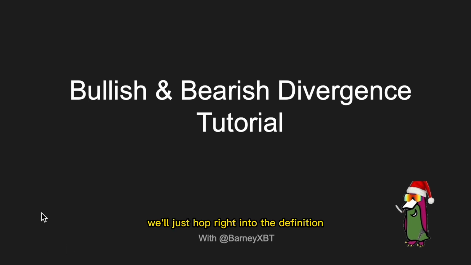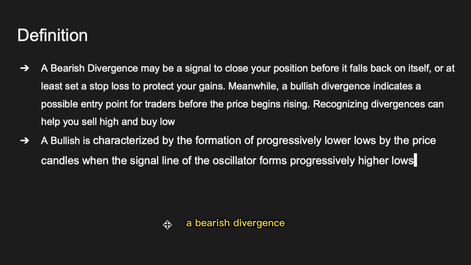So first off, we'll just hop right into the definition. A bearish divergence may be a signal to close your position before it falls back on itself. So what we're doing is we're trying to spot a reversal before it happens. So if we're in longs and there's a bearish divergence, we can close that or possibly go short, secure our profits, or at least set a stop loss to protect your gains.